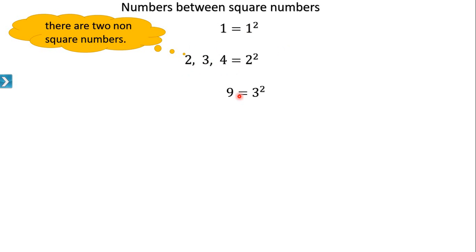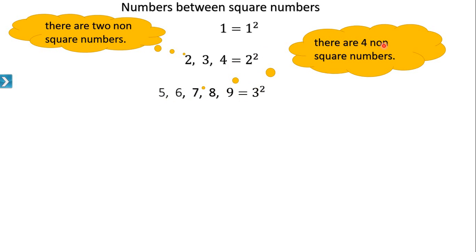And 3 square is equal to 9. Now between 2 square and 3 square, that is between 4 and 9, there are the numbers 5, 6, 7, 8. There are 1, 2, 3, 4. 4 numbers between 2 square and 3 square which are not perfect squares. So there are 4 non-square numbers between 2 square and 3 square.